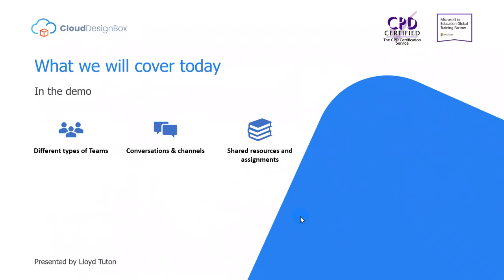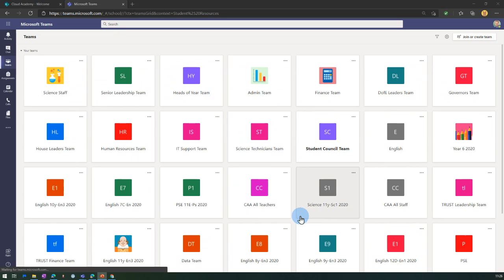So if I go straight into the demo now, I've gone straight into Microsoft Teams. So we've got a couple of different teams in here, from a starting point. We've got senior leadership teams, maybe some subject areas as well. So we've got English as well, which I'll go into detail later on. And you will also see there are some class teams as well. So we've got some year 11 English classes.